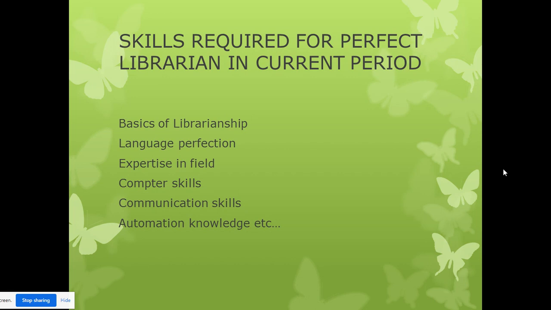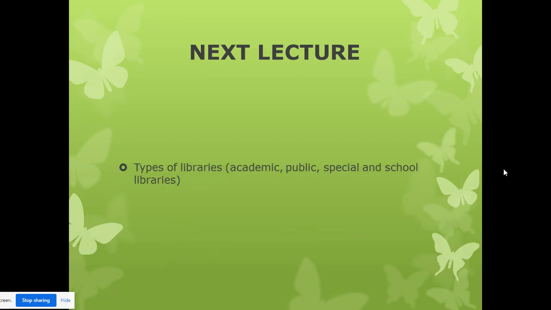So what will the next lecture be about? Our next lecture will be about types of libraries. Which types of libraries are available in the world? There are academic libraries, public libraries, special libraries, and school libraries. So we will talk about these things in detail in the next lecture.